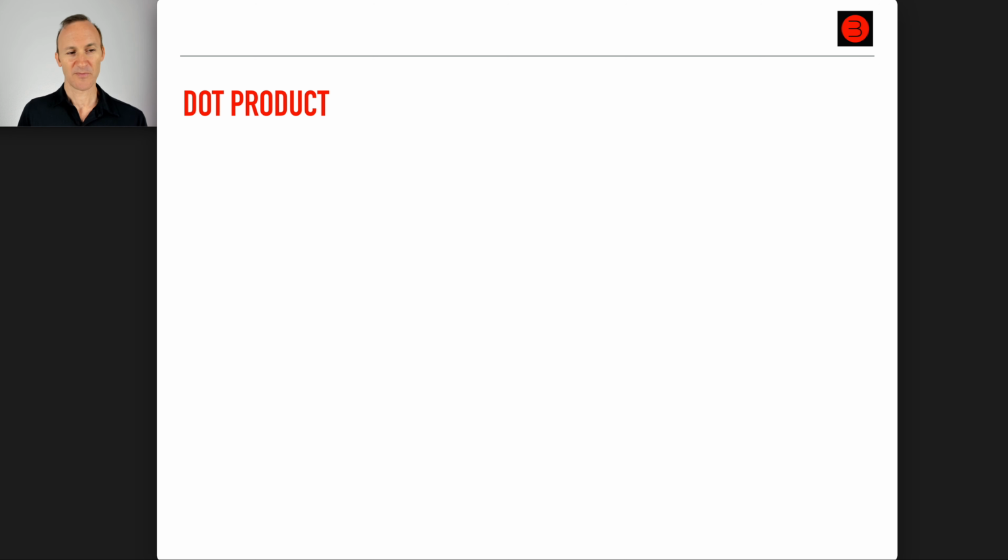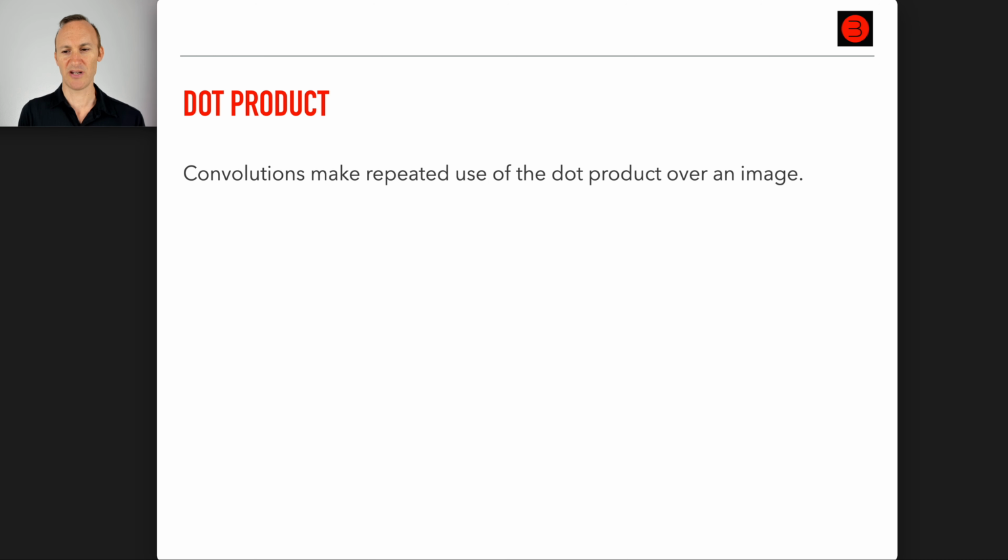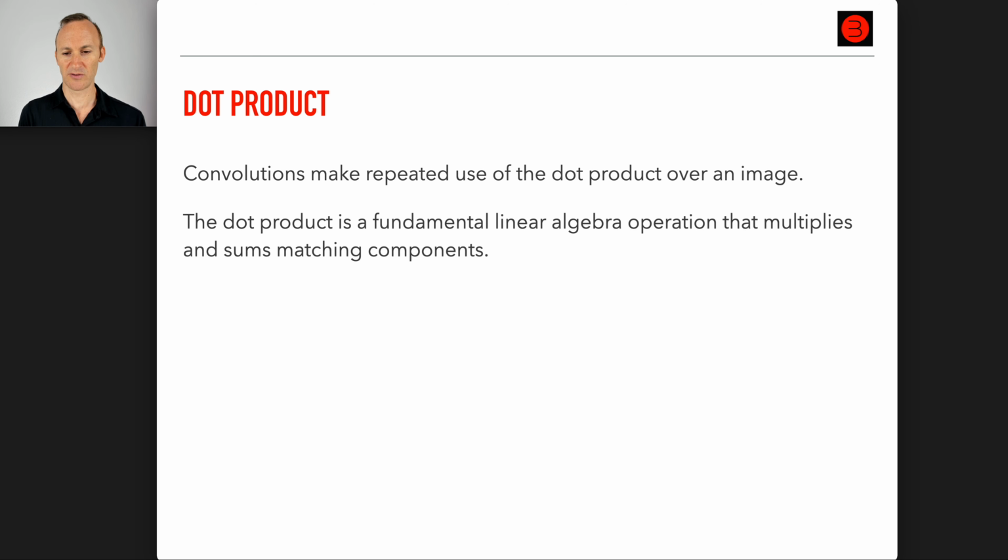Okay, dot product. Why is this up here? Well, convolutions make repeated use of the dot product over an image. Okay, in effect, it's a bunch of dot products. So what are dot products? The dot product is a fundamental linear algebra operation that multiplies and sums matching components.